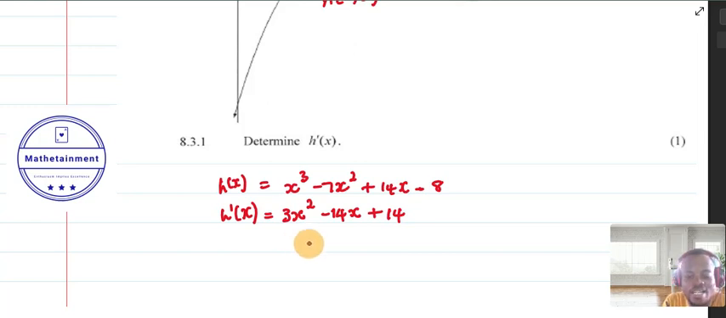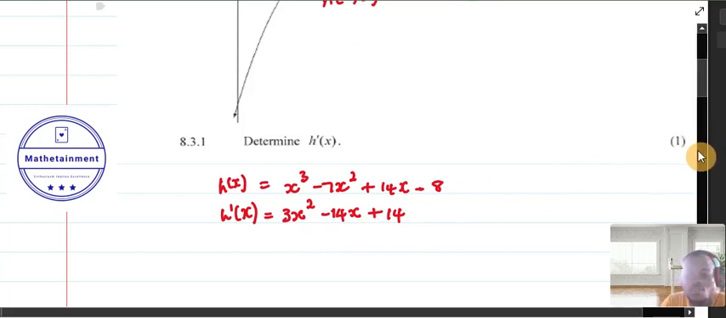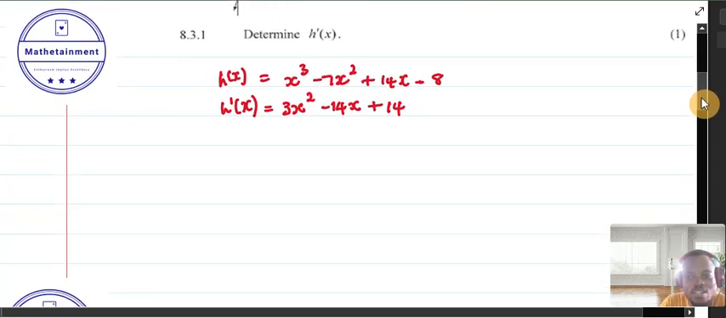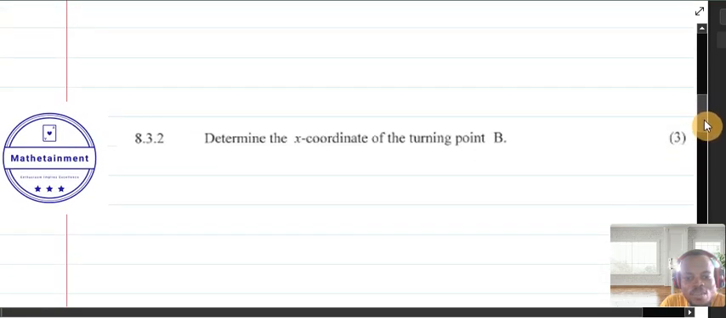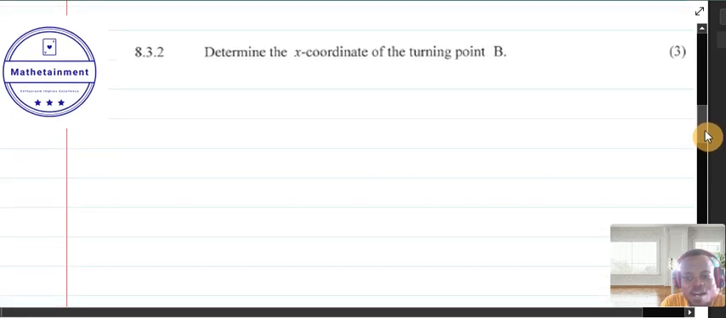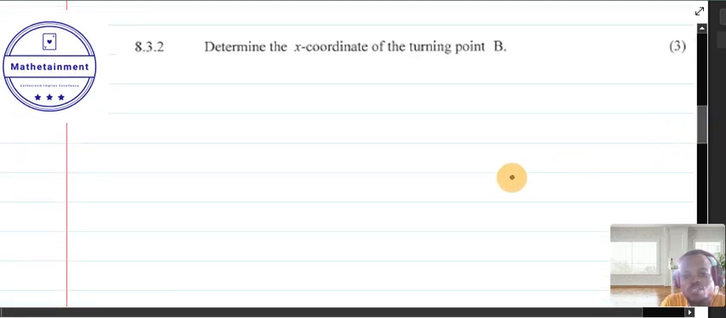We are done. There's nothing much to do. It was just a 1 mark question. That's how you score your 1 mark. Moving forward, now we can see that marks are going from 1 to 3.